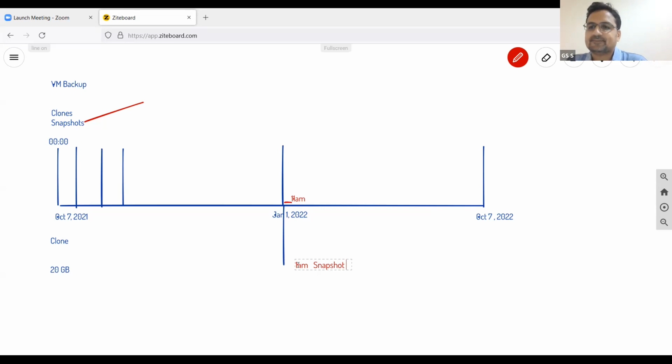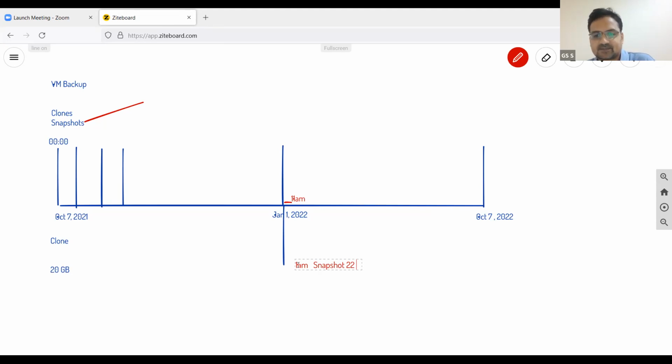At 2 a.m., another snapshot, the difference of the contents. At 3 a.m., another snapshot, the difference of the contents. Snapshots will have a smaller size because it is just the difference, not the complete VM. Some people also call it a checkpoint, a difference checkpoint. This is the snapshot I will be taking. So every day I will take 22 snapshots. Why not 24? Because there are 2 clones. In between there are 22 snapshots.